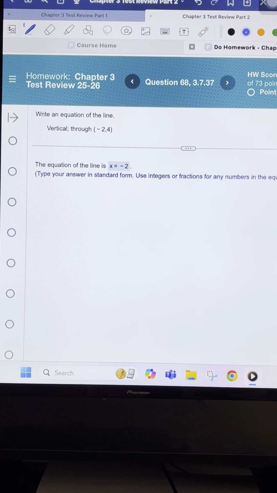Now, look at this one. Look at the next one. Write an equation of the line of vertical. Okay, wait. What do we know about vertical lines? Vertical lines have a slope of undefined. Okay, that's cool. It's not really important right here because we want the equation of the line, not the slope.